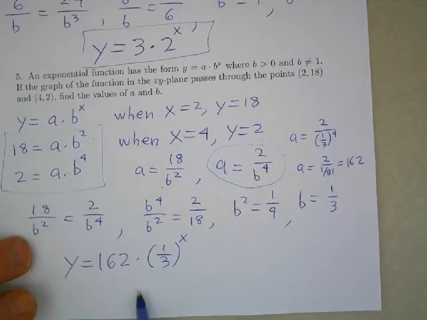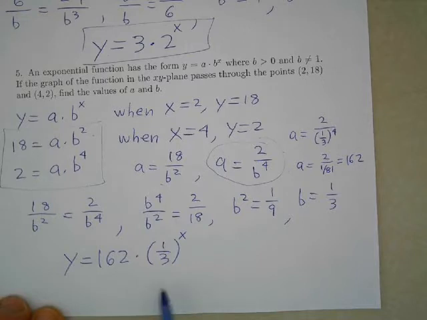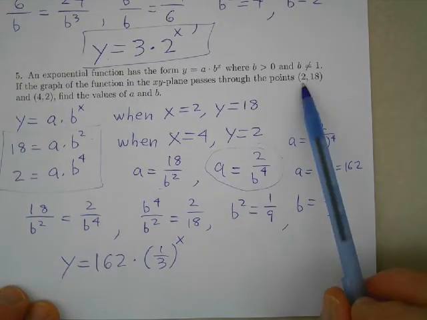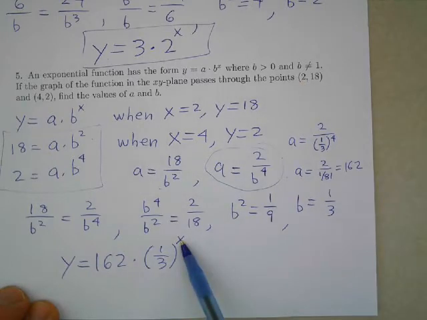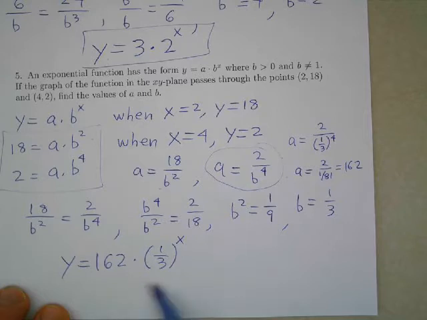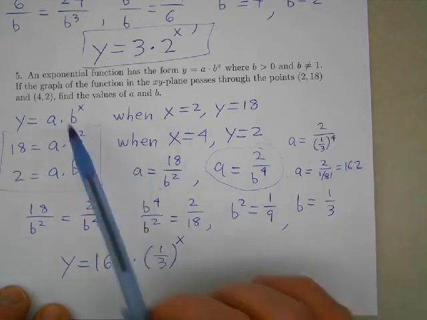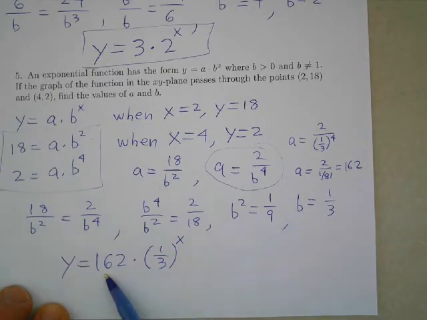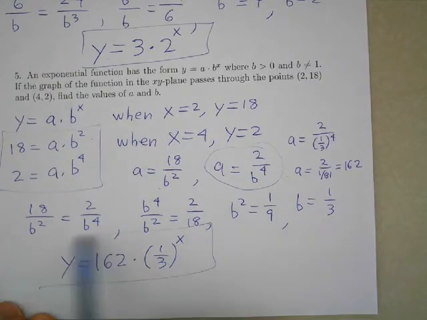And if you want to verify that these are the right numbers, you can just evaluate this function when x is 2, replace x with 2 and do the arithmetic. And sure enough, you get 18. Then use the other ordered pair. When x is 4, (1/3) to the 4th is 1 over 81, and 162 divided by 81 is 2. So everything checks out on that one.